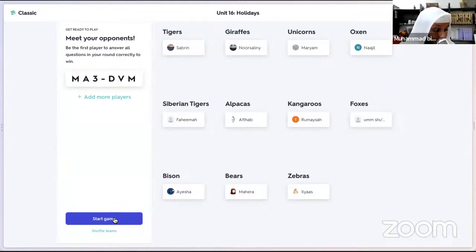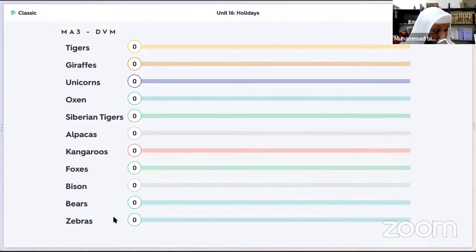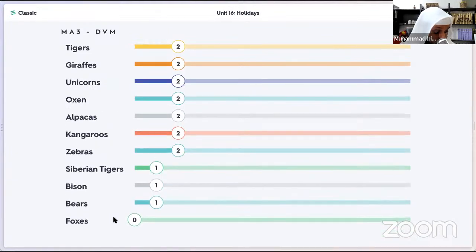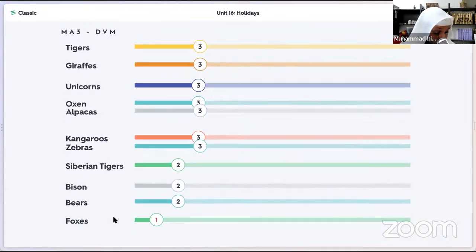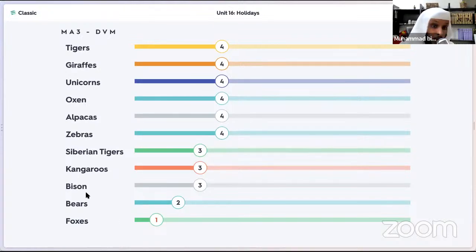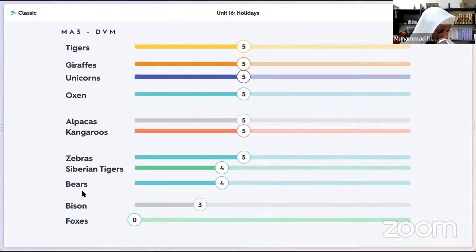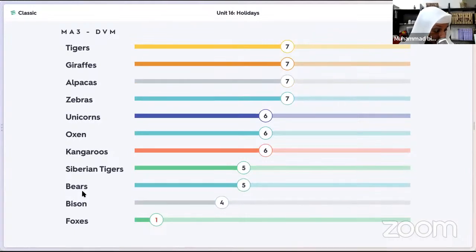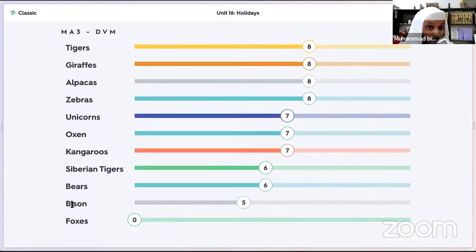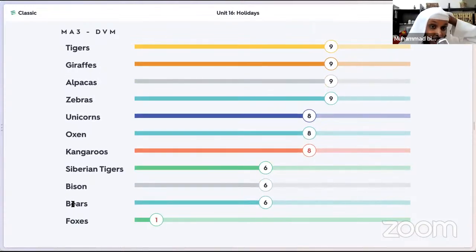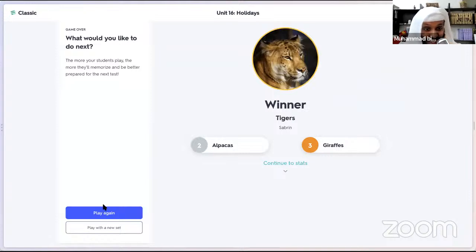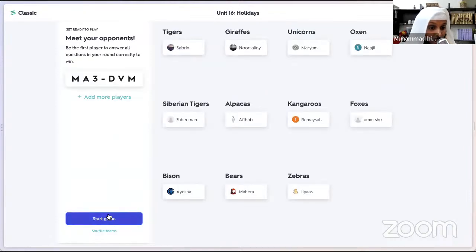3, 2, 1, go. Tigers are still ahead. Sorry, my commentary is very bad today. Seems like Tigers won again, mashallah. Yalla, third round, and then we'll do a round with all of the words, inshallah. 3, 2, 1, go.